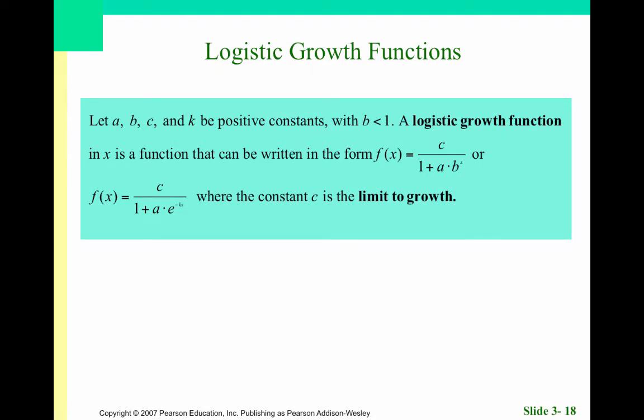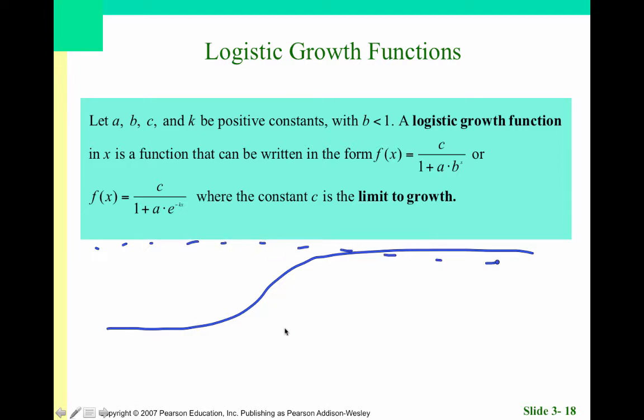Last thing. There's a problem like this in your homework. This is called a logistic function. If you remember back to when we did our 12 basic functions, we talked a little bit about this in chapter 1. And they graph like this. They look exponential, and then they level off. This comes up in population because there's an asymptote there, where you can't get any bigger.